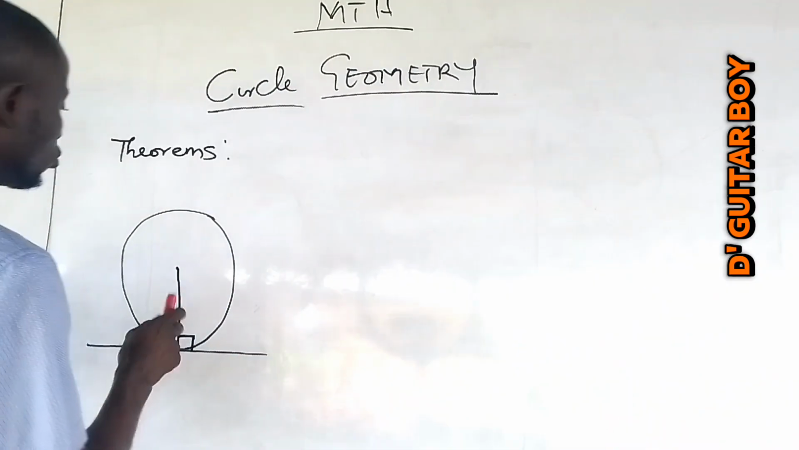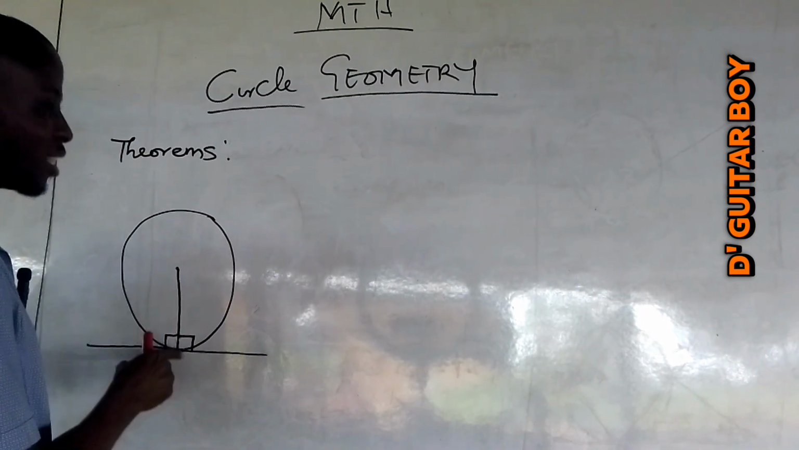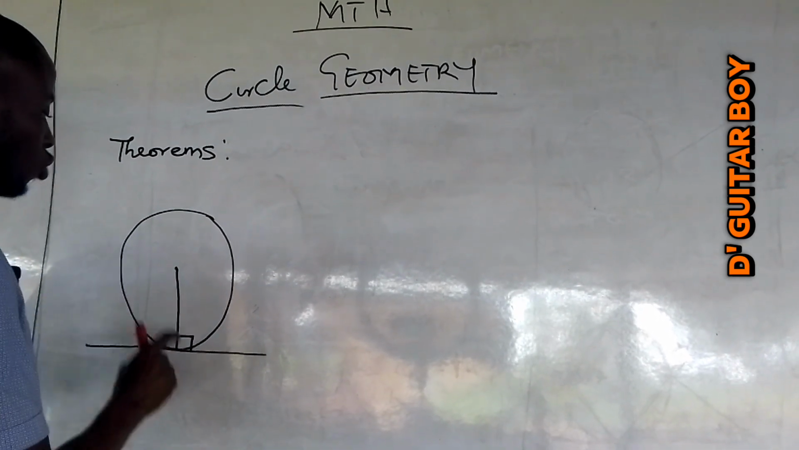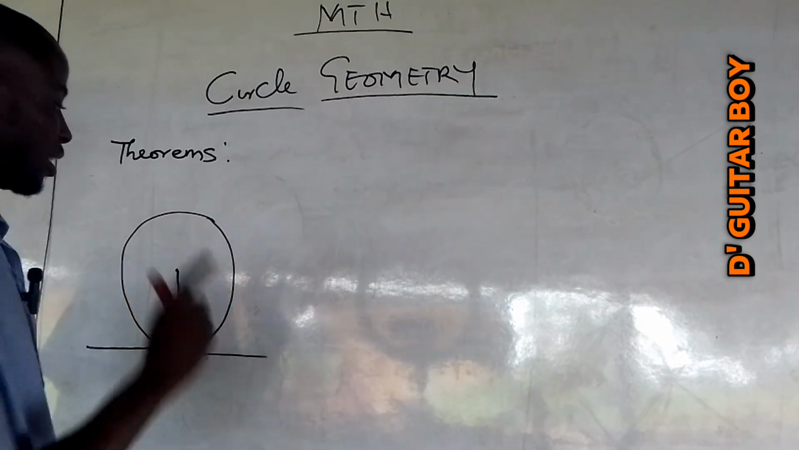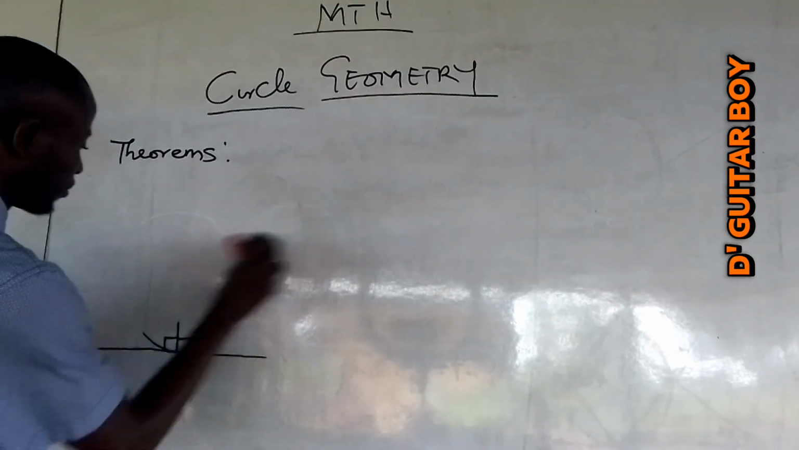It's saying that when you draw the radius of a circle to meet a tangent at the point of contact, just know that the angle you will get is a perpendicular angle. So let's move to the next theorem.